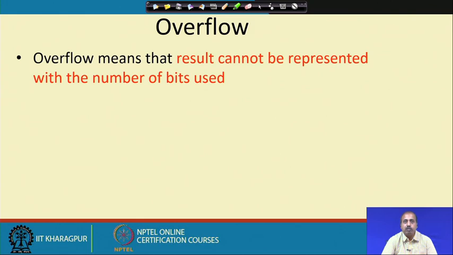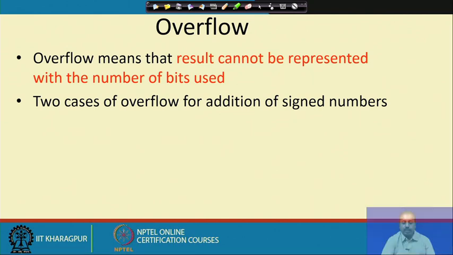So, what is an overflow? When the result cannot be represented within the number of bits used. We are doing additions, and if I am doing a 4-bit number addition, the result can go to 5 bits. So, if I am using only 4 bits for the realization, there is an overflow. Particularly for the 2's complement number system, when I am doing subtraction, it can occur quite often.